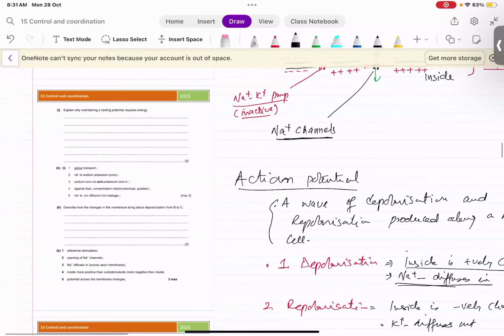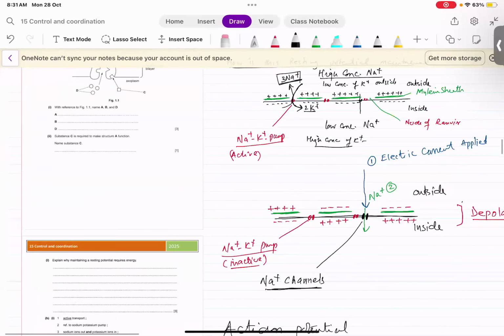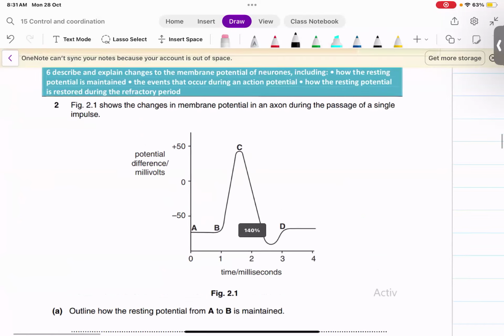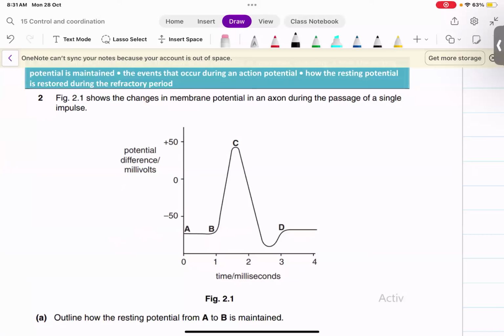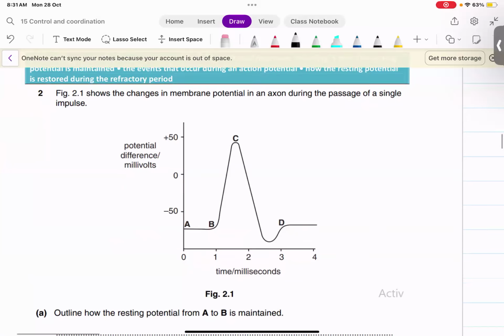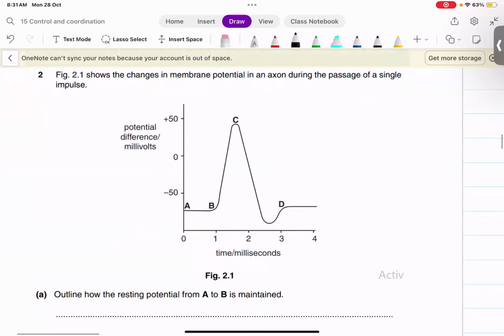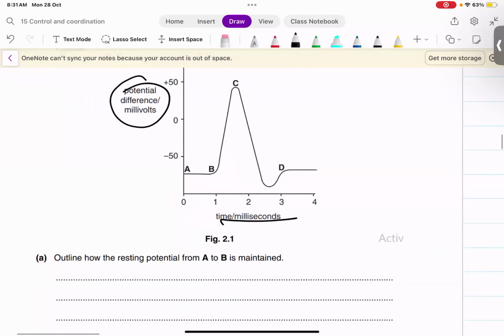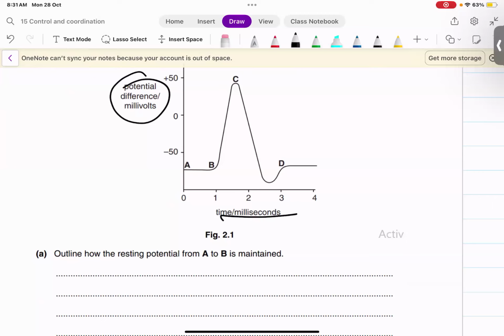So let's see, we have some questions here. For example, figure 2.1 shows the changes in membrane potential in an axon during passage of a single impulse. This is time on the x-axis, and the potential difference on the y-axis in millivolts. Outline how the resting potential from A to B is maintained. So you see, this is the resting potential from this point to this point.